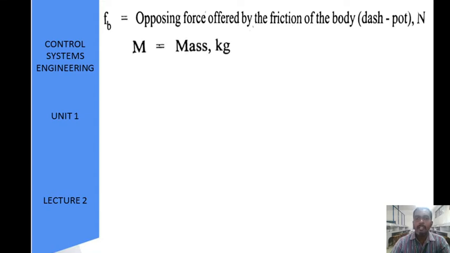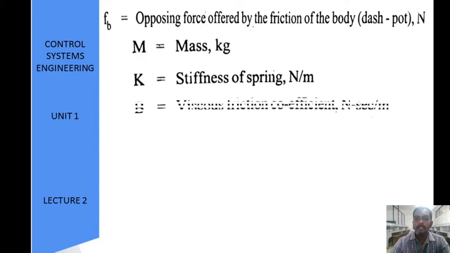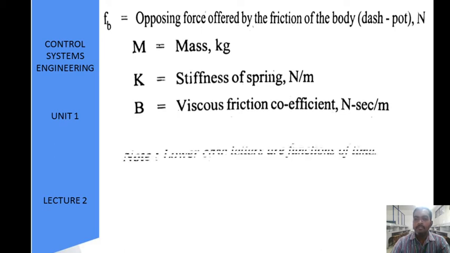M, the mass, is in kilograms, K is the stiffness of the spring in newtons per meter, and B is the viscous friction coefficient. The lowercase letters are the functions of time.